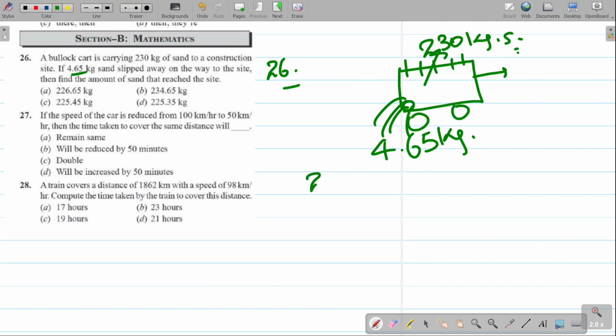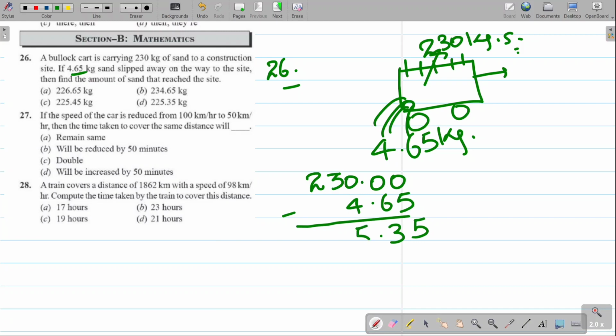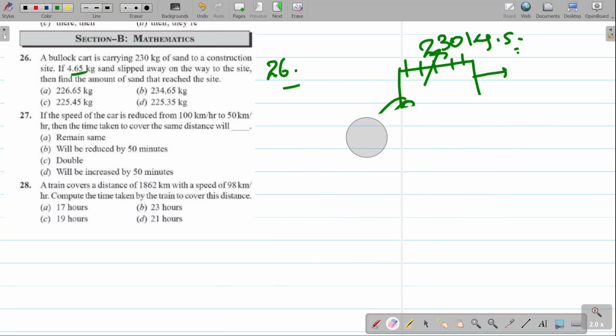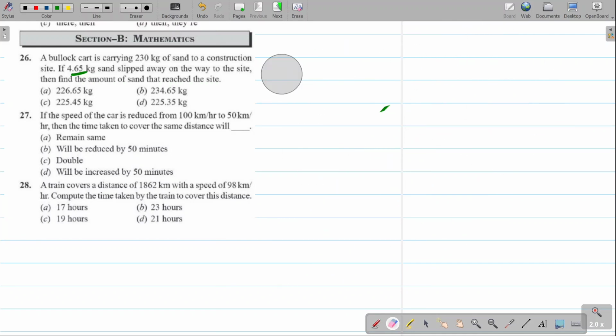So it is a very easy question. We'll just subtract 4.65 from 230. After subtracting, we get 10 minus 5 is 5, 9 minus 6 is 3, this is 9, 9 minus 4 is 5. Yeah, so here it will be 225, not 55. Sorry, it will be 225.35. I hope it was an easy question and you guys have followed me.